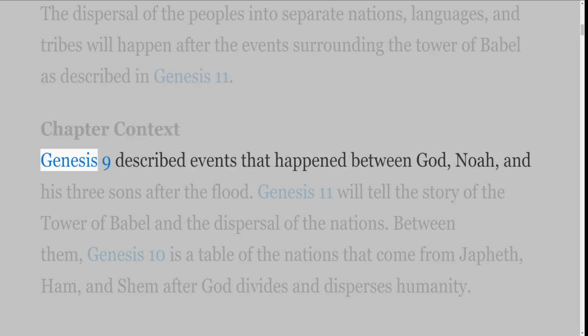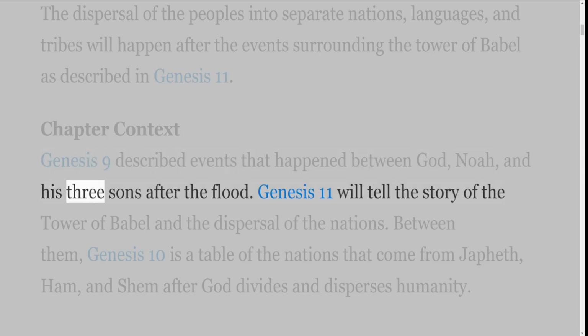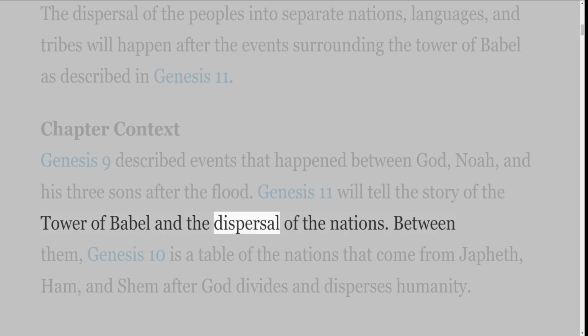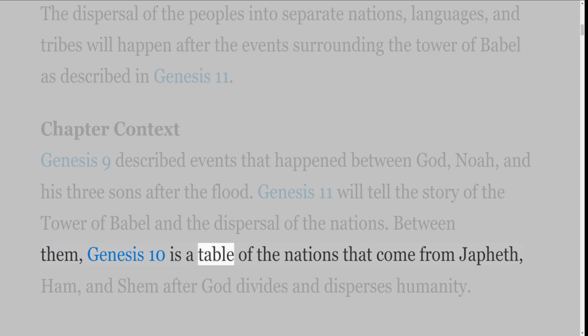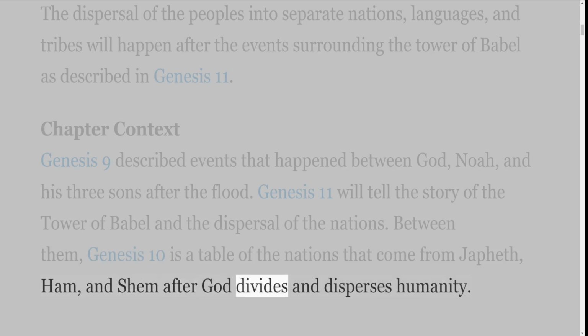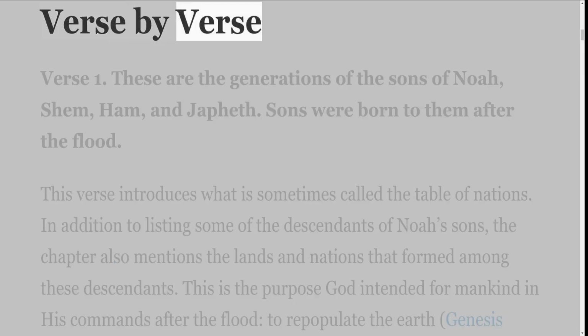Chapter context: Genesis 9 described events that happened between God, Noah, and his 3 sons after the flood. Genesis 11 will tell the story of the Tower of Babel and the dispersal of the nations. Between them, Genesis 10 is a table of the nations that come from Japheth, Ham, and Shem after God divides and disperses humanity. Verse by verse.